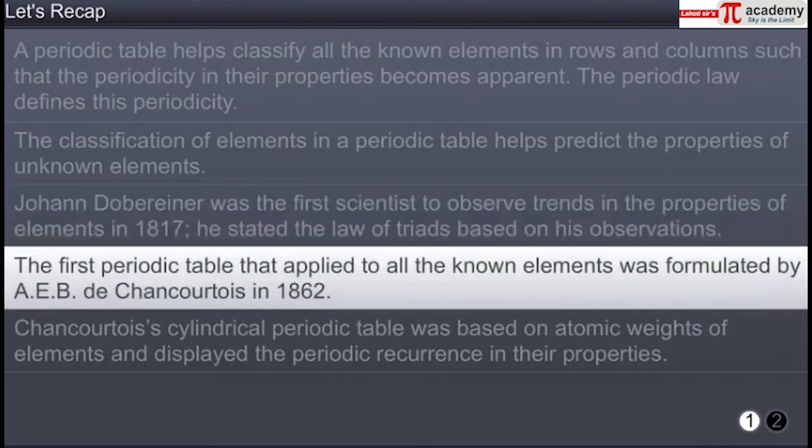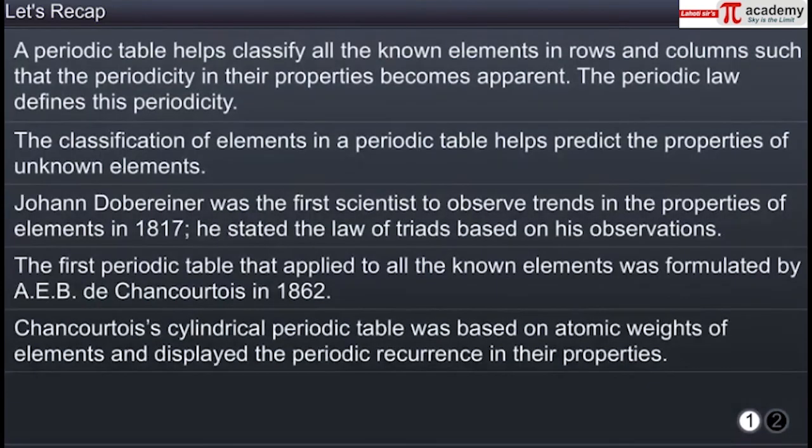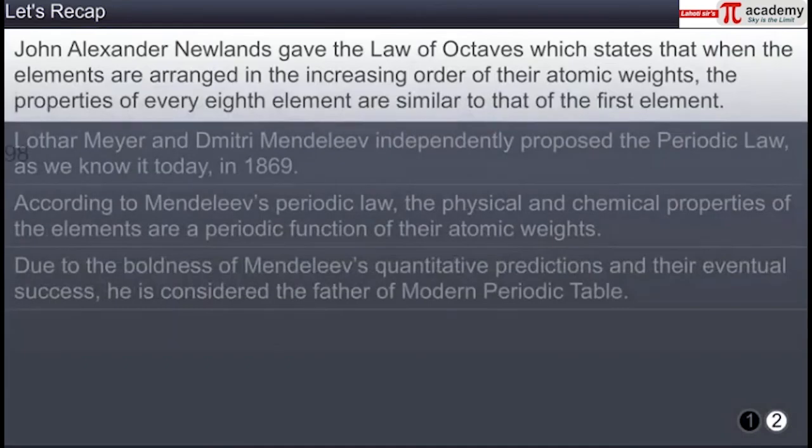The first periodic table that applied to all the known elements was formulated by A.E.B. de Chancourtois in 1862. His cylindrical periodic table was based on atomic weights of elements and displayed the periodic recurrence in their properties. John Alexander Newlands gave the law of octaves, which states that when the elements are arranged in the increasing order of their atomic weights, the properties of every eighth element are similar to that of the first element.